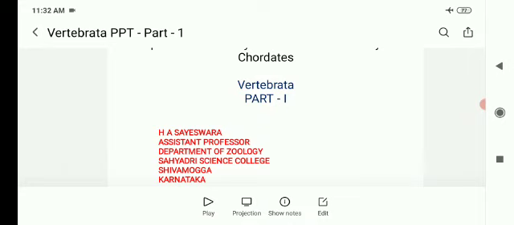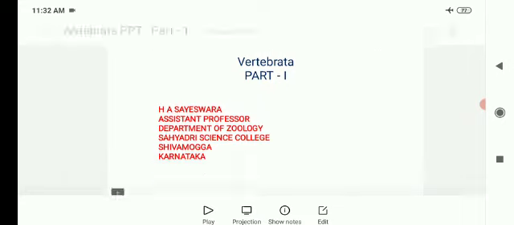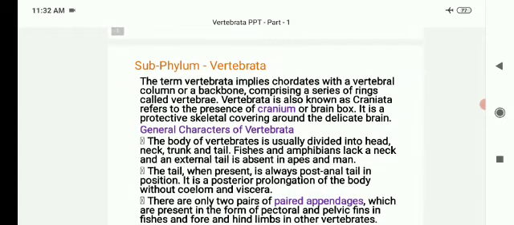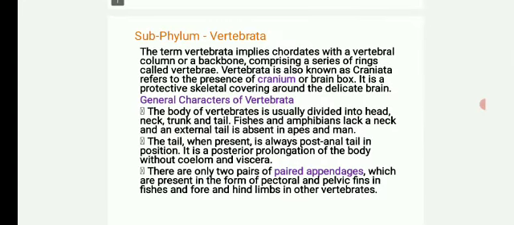Today, let us learn about subphylum Vertebrata. The term Vertebrata implies chordates with a vertebral column or a backbone. Vertebral column comprising a series of rings called vertebrae. Vertebrae are the structural and functional units of a backbone or vertebral column.